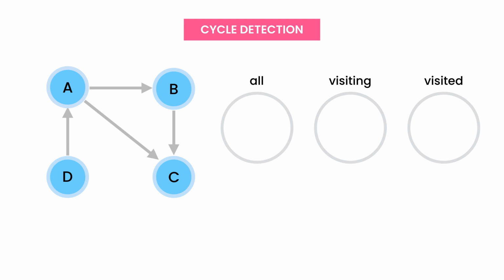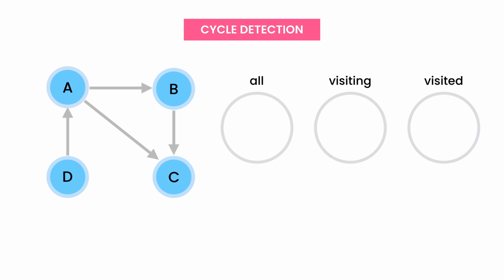The difference between the last 2 sets is that if we visit a node and all of its children, we put it in the visited set. But as long as we haven't visited all of the children of a node, we're going to keep it in the visiting set, okay?